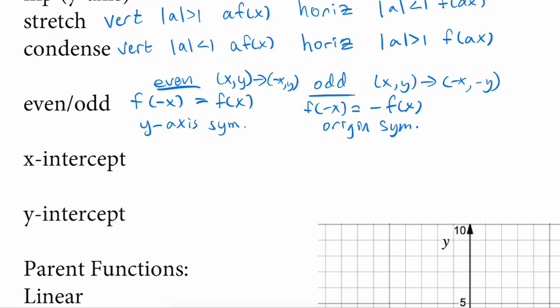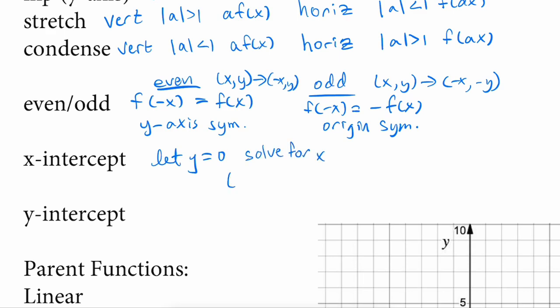Okay. Lots of review in this section because we did so much last year with functions. Hopefully you know about functions, we hope. Okay, x-intercept. You're going to let y equal 0, and then you solve for x.